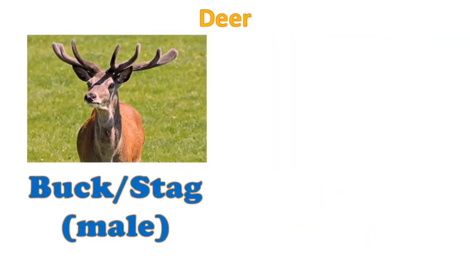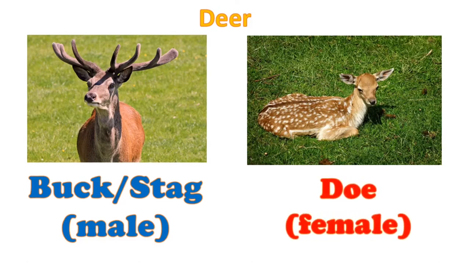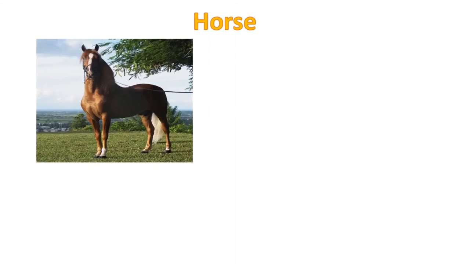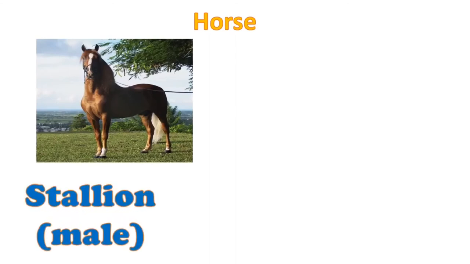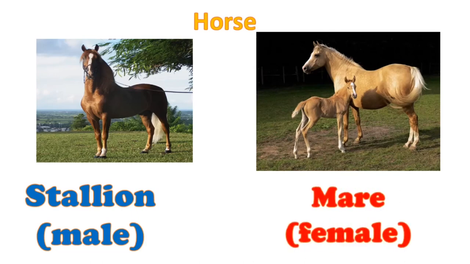A male deer is called buck or stag, while the female deer is a doe. Remember the song, doe, a deer, a female deer. The male horse is called a stallion, while the female horse is called a mare.